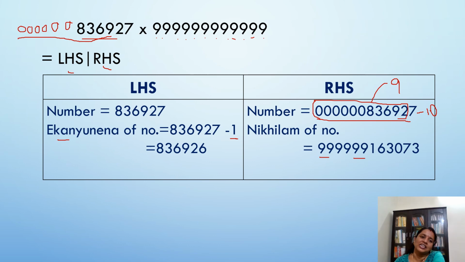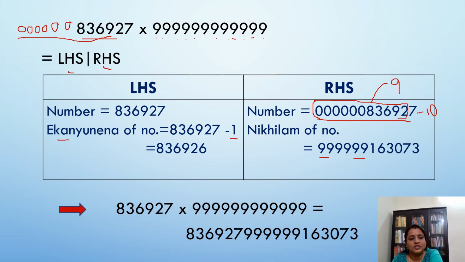So my answer: 836927 into 12 times 9 gives 836926 99999 163073.